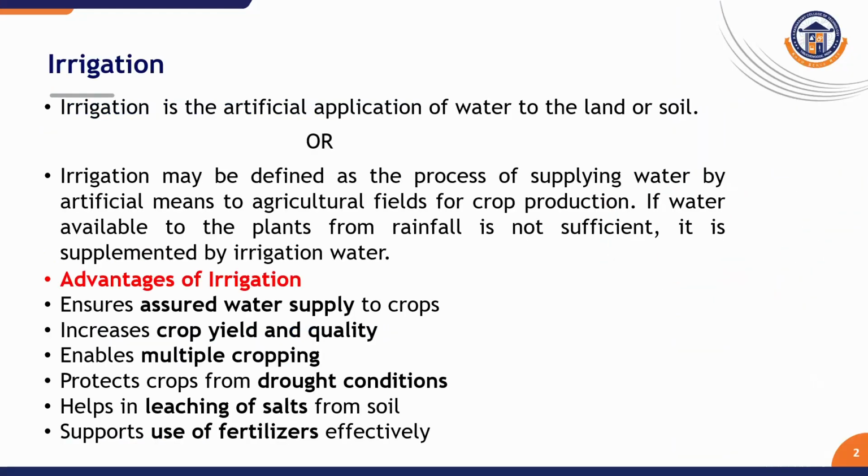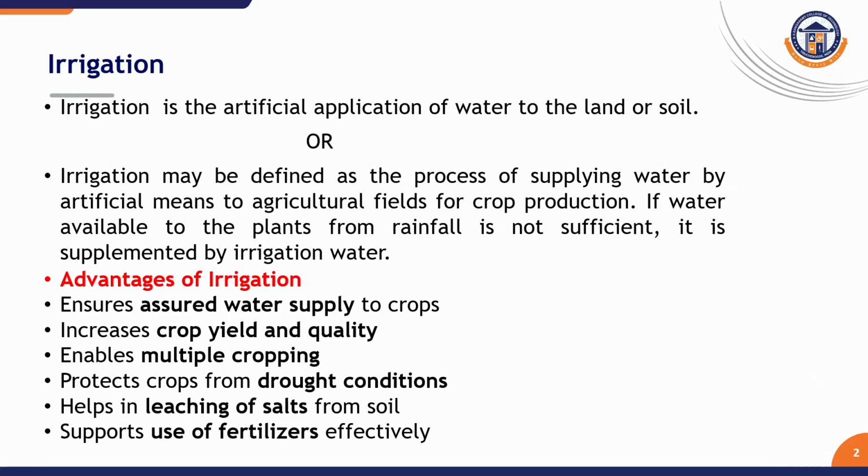Irrigation is the artificial application of water to the land or soil. Another definition: irrigation may be defined as the process of supplying water by artificial means to agricultural fields for crop production. If water available to the plants from rainfall is not sufficient, it is supplemented by irrigation water.